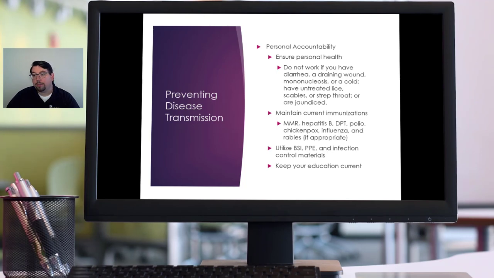We also want to maintain our current immunizations. That's our MMR, our Hep B, our Tdap, our polio, our chickenpox, our influenza, and rabies as well, if appropriate. We need to make sure that we're using our full BSI and PPE to help control the spread of that illness. And then keep your education current.